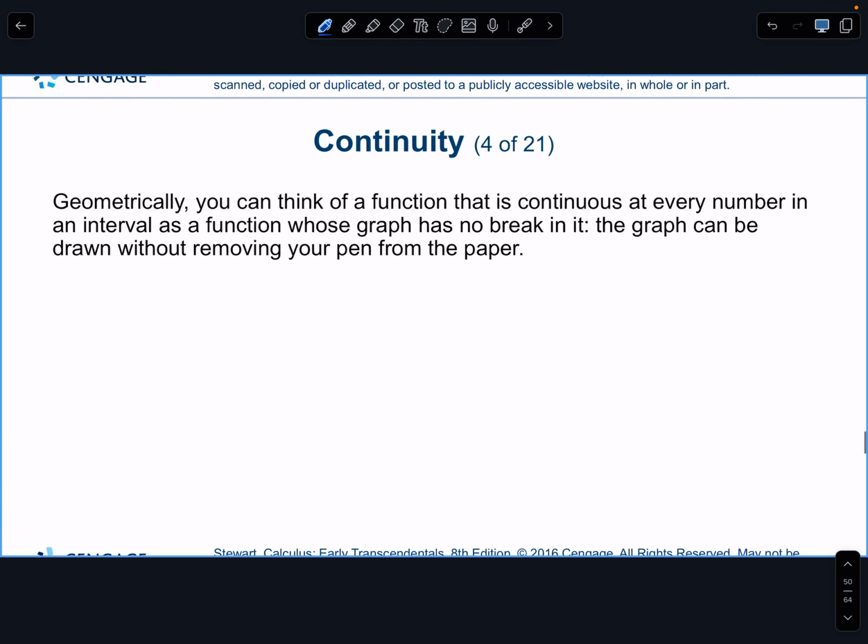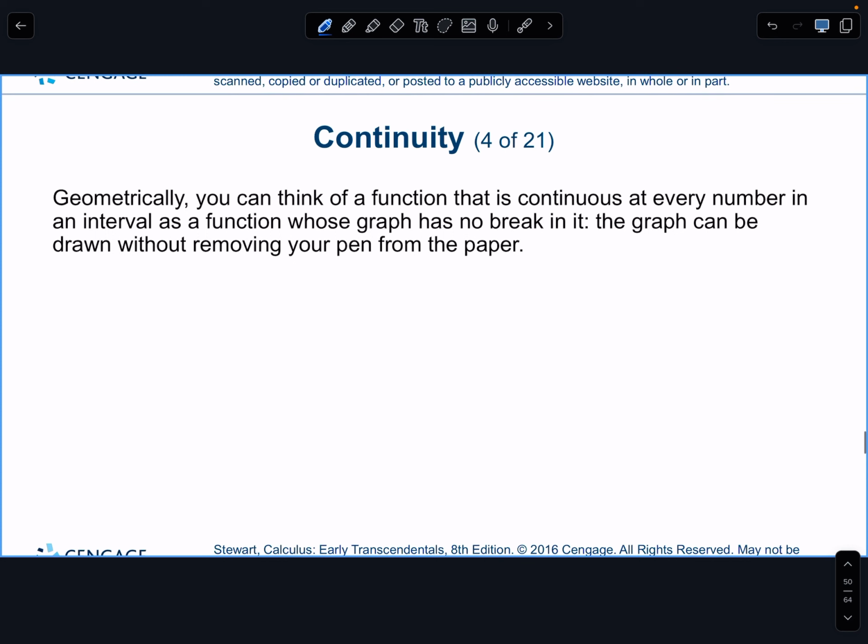It says, can you think of a function that's continuous at every number in an interval? All kinds of functions are continuous, basically. If you look at the function, you can just assume they're continuous. Functions like polynomials, certain trig functions like sine and cosine, exponential functions, log functions are continuous. I should say log functions are continuous on their domain. Rational functions are continuous on their domain. In other words, they have no holes, no breaks.